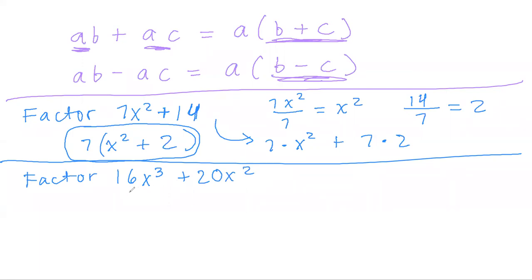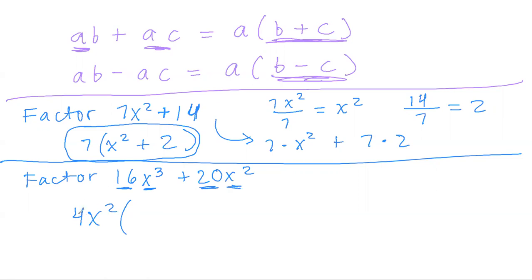Okay, so here I need to look at what 16 and 20 share. And I believe the highest one is just 4. Oh, my bad, not done yet. Okay, so that's the number. And then for my variable, if you remember, I take the smallest power here, so I have x squared. And then parentheses.